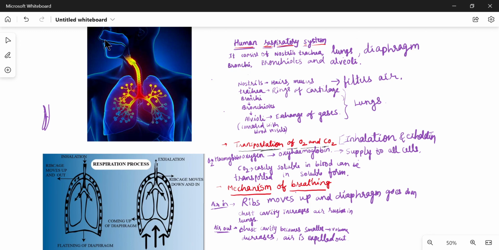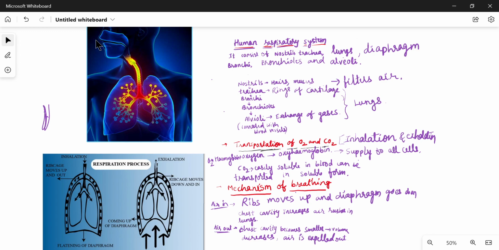Human respiratory system consists of nostrils present in the nose, and trachea, and these are the bronchi. Plural is bronchi, singular is bronchus, and it is bifurcated and goes inside the lungs. Lungs are balloon shaped structures which are protected in the rib cage, and these bronchi are again bifurcated into bronchioles. They are branched into bronchioles, and these bronchioles end with alveoli.